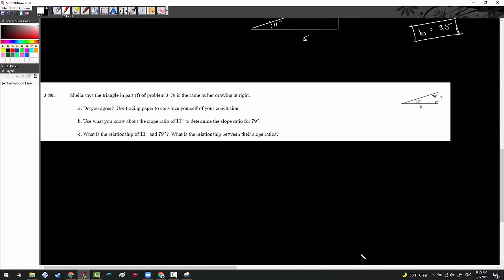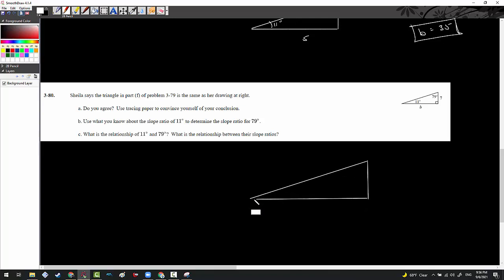And in the next problem, it says Sheila says the right triangle is the same as her drawing on the right. Basically, we did what Sheila did. And it says use what you know about the slope of 11 to determine the slope ratio for 79. So again, we're just going to call upon that last triangle that we did.